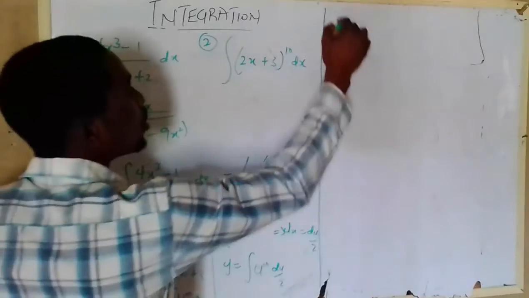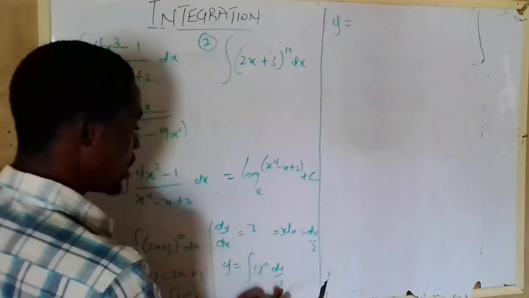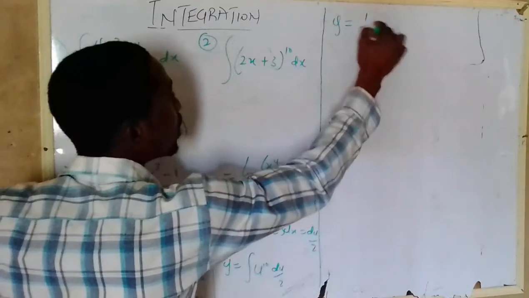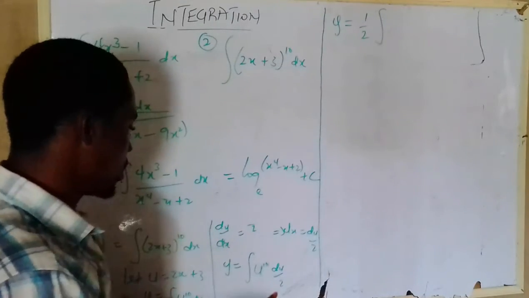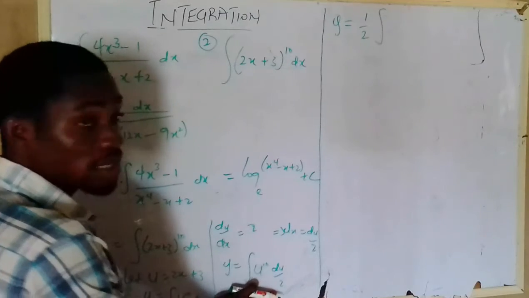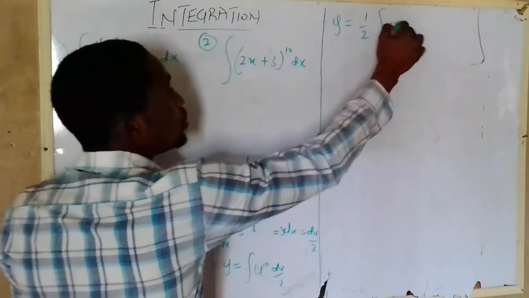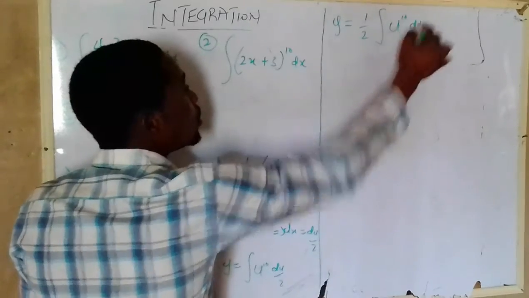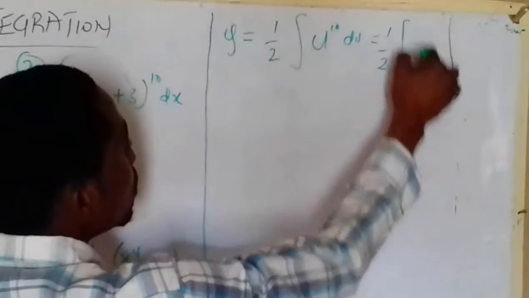Now, y is equal to, bring 1 over 2 outside of the integral, as we discussed earlier in our last series. This is a constant. 1 over 2 is a constant, so we can bring that out of the integral: u raised to power 10 du. So now integrating this becomes 1 over 2 into what?